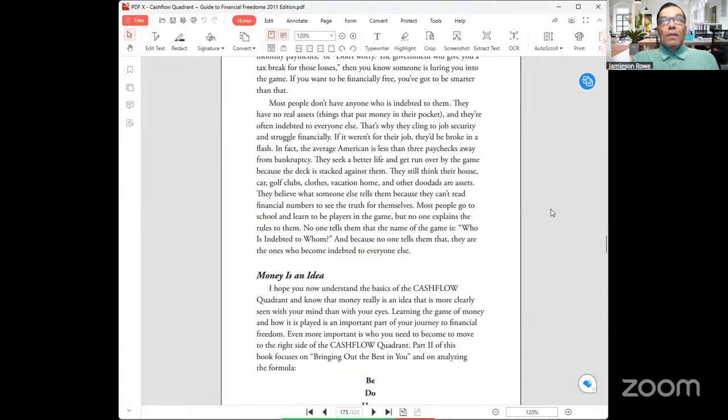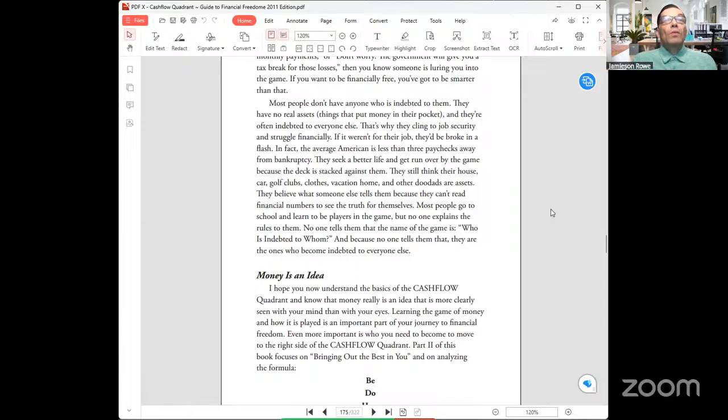They seek a better life. They get run over by the game because the deck is stacked against them, just like in a gambling hall. They still think their house, car, golf clubs, clothes, vacation homes, and other doodads are assets. They believe what someone else tells them because they can't read financial numbers to see the truth for themselves.